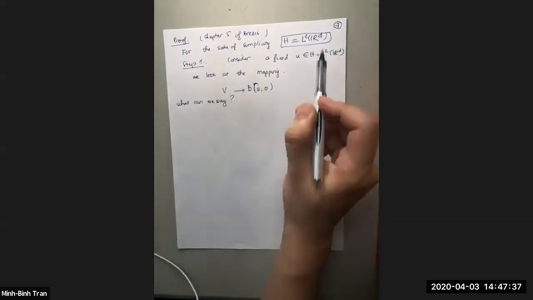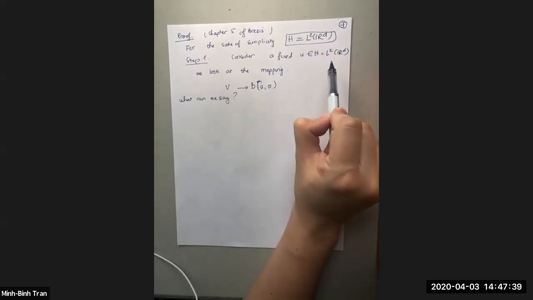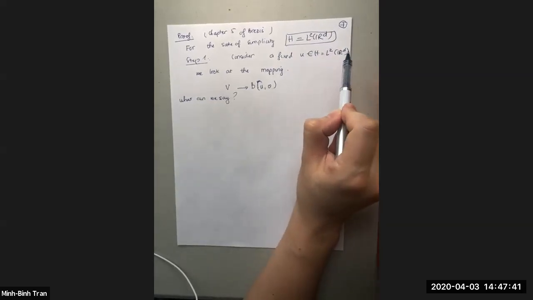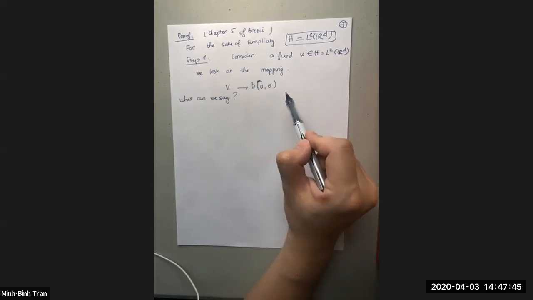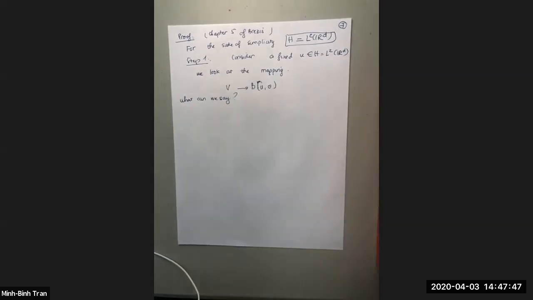Now suppose that I fix u in H, which is L2, and we look at the mapping going from v to B(u,v). What can we say about this mapping? Suppose that u is fixed. Can anyone tell me what the property of this mapping is? No?